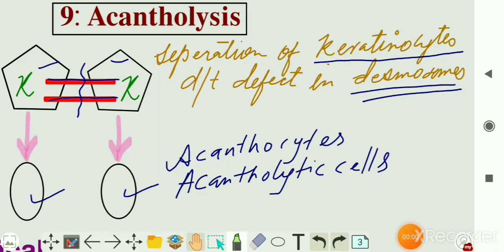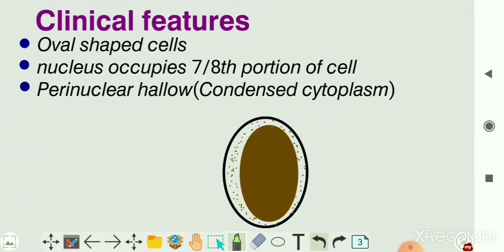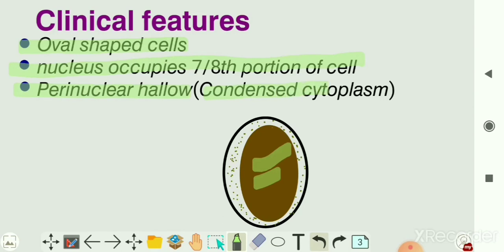Let's see clinical features of acantholysis. The acanthocytes are oval-shaped cells, and the nucleus occupies 7/8 portion of the cell. Here you can see. And the perinuclear halo is seen due to the condensed cytoplasm. Here you can see a condensed cytoplasm.